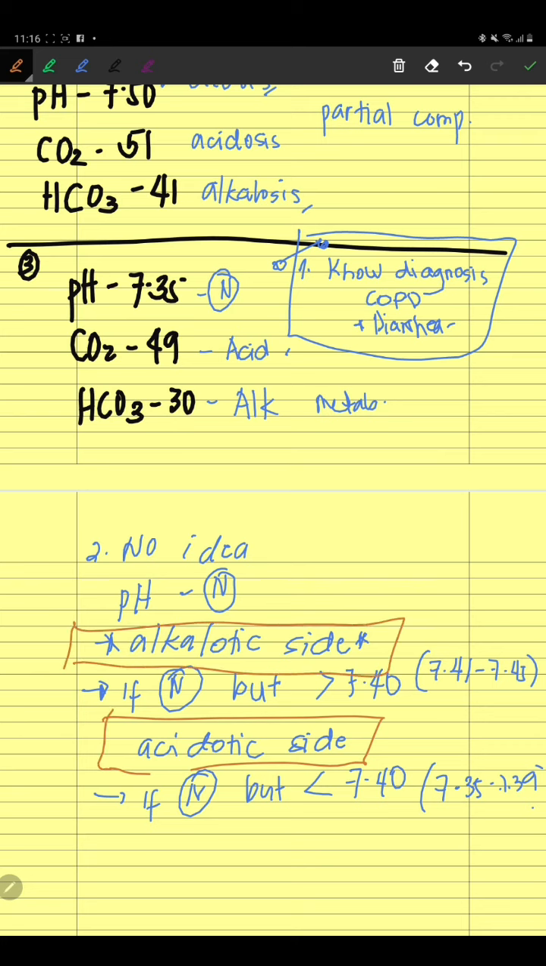So, in this case, let's try to see. The normal level of your pH is 7.35. So, is it in its alkalotic side or acidotic side? It is in its 7.35, in its acidotic side. So, most likely, acidosis din ito. Let's try to see kung saan dito sa dalawa ang acidosis. So, it is your carbon dioxide. Since carbon dioxide, we know that that is respiratory in nature. So, our answer will be respiratory acidosis, full compensation or fully compensated.